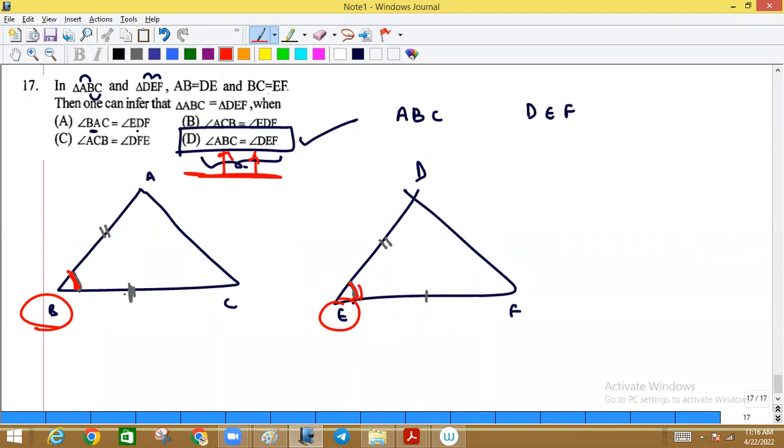We only care about the angle between the given sides. What are the given sides? AB and BC are the given sides, and then DE and EF are the given sides. And what is the angle between them? The angle between them, here it is B and there it is E. So angle B should be equal to E, which means angle ABC is equal to what? Angle DEF. Copy them.